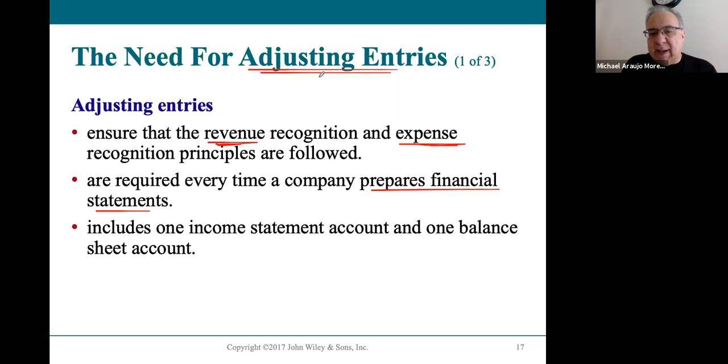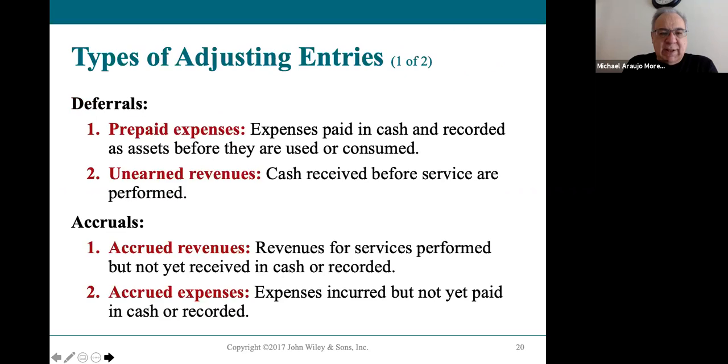That's what these adjusting entries are about. We're going to be doing this in the next class. Okay. What type of adjusting entries are there? Well, learning objective 2, which is going to be part of our next class, is going to introduce you to adjusting entries for what we call deferrals. Deferrals are basically assets that turn into expenses when we use them, and liabilities that turn into revenues when we earn them. So learning objective 2 is going to focus on that.